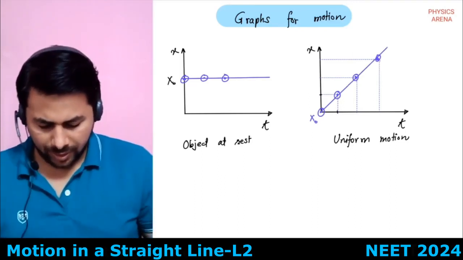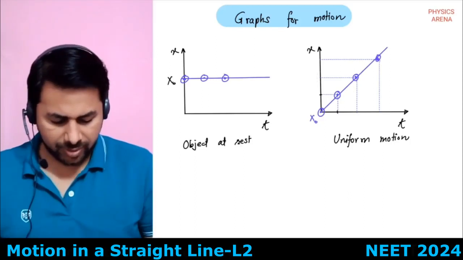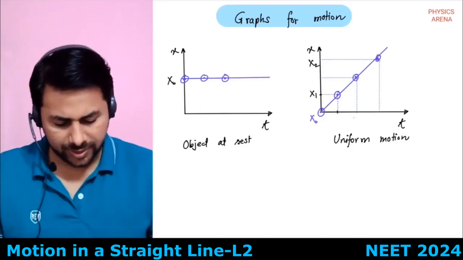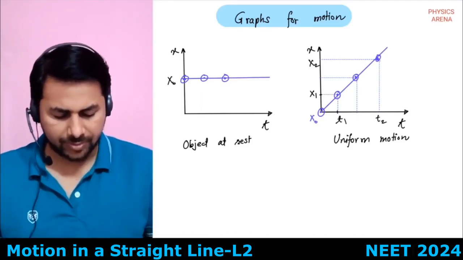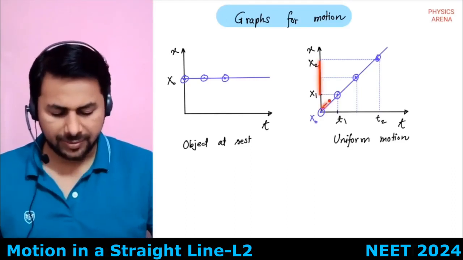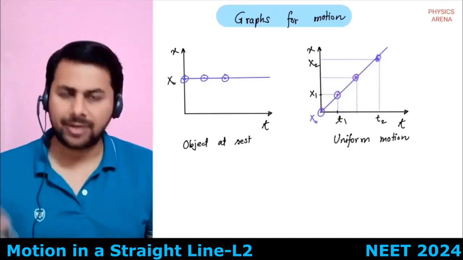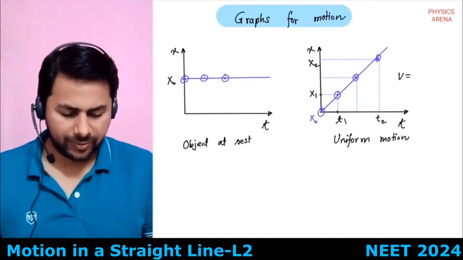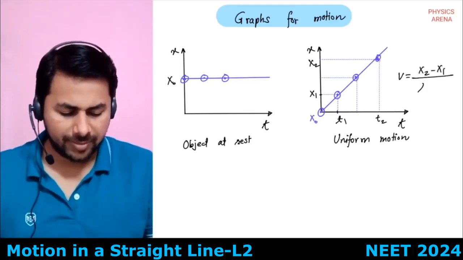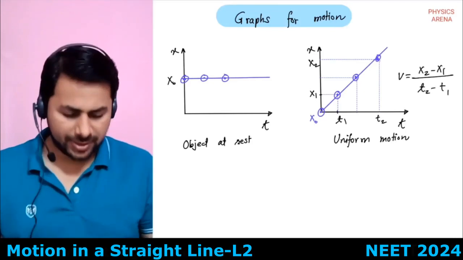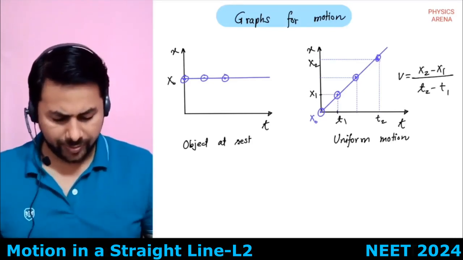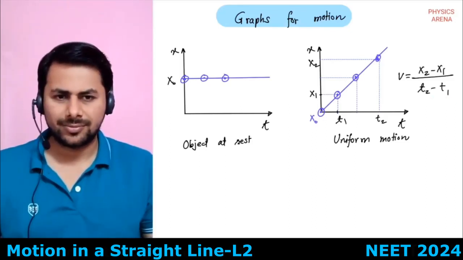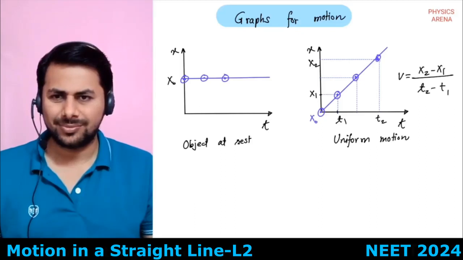Now see, you can say this is x0, you can take some x1, suppose this is x2. This is at time t1 and this is at time t2. And if you take the slope of this straight line, it will be x2 minus x1 divided by t2 minus t1. So using that you can find out the velocity. v is equal to (x2 minus x1) divided by (t2 minus t1). We discussed this in the last class also. So this is clear. For uniform motion you will get a graph like this. Yes?